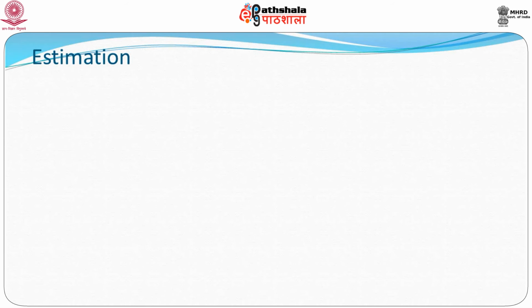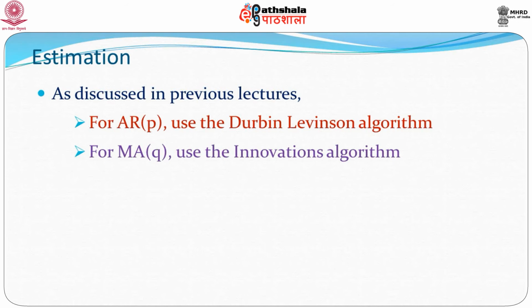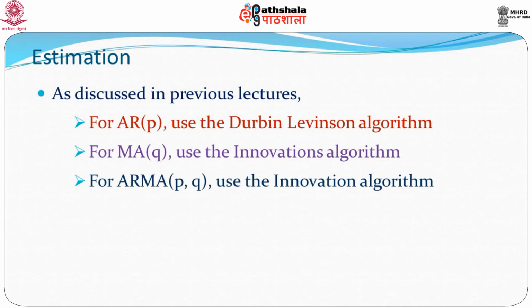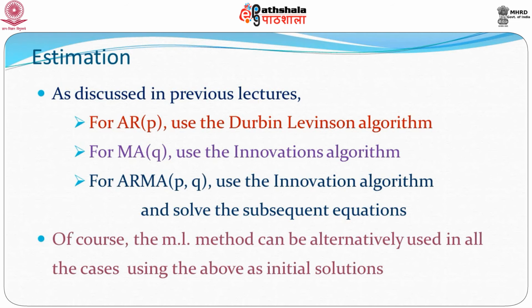the method of estimation. Now, the methods of estimation we have discussed, and we are not going into details. Very briefly, for the AR(p), we will use the Durbin-Levinson algorithm generally. For the MA(q), we will be using the innovations algorithm, and for the ARMA(p,q) model, we have the innovations algorithm and the subsequent equation solving for the AR and the MA parameters. We have discussed this, so we will not go into the details, and we have also said that we can use the ML method as an alternative method.